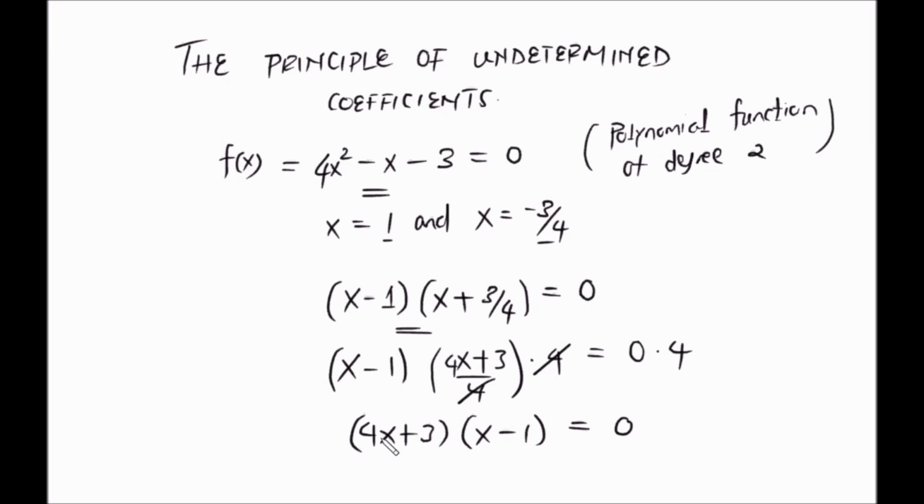So this can be written like this. If I factor out 4 here, it's going to be 4 times x plus 3 over 4 times x minus 1 is equal to 0. So this polynomial function of degree 2 can be factorized like this. Let me write again in a fresh page what I have just done.